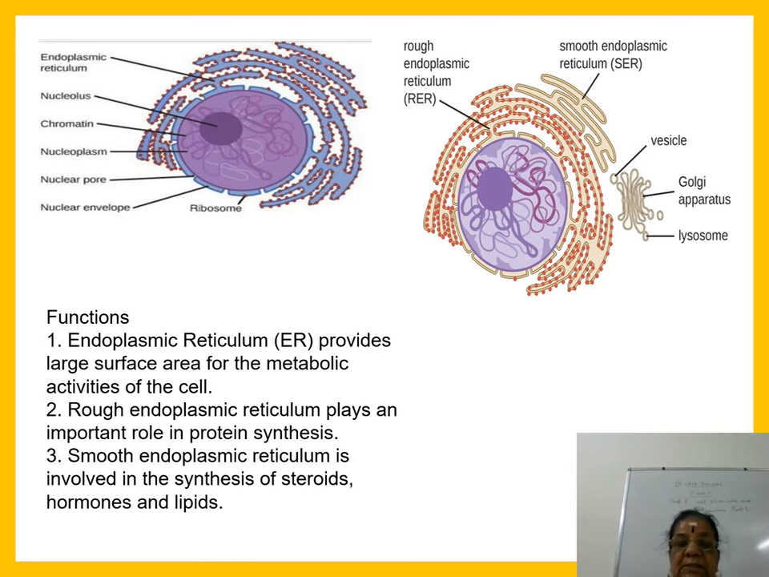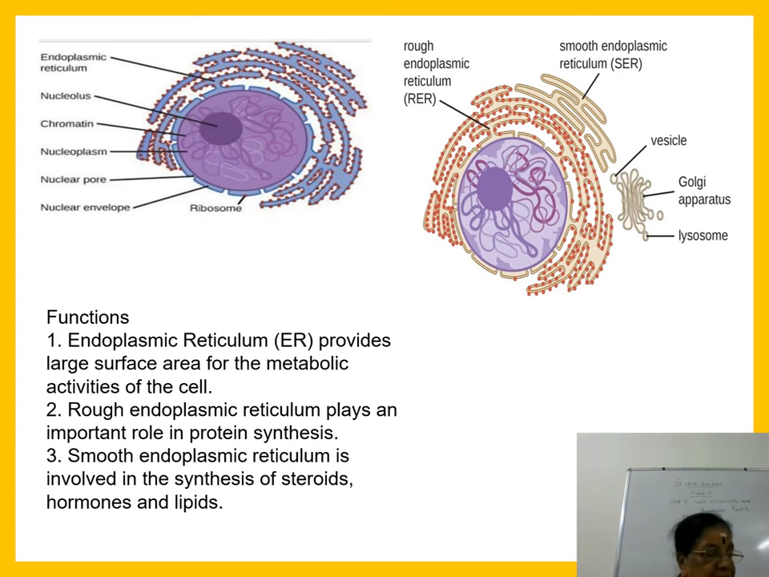So this is for the cell wall details. The next thing you are going to see is the cytoplasm. So first cell wall, cell membrane, and then cytoplasm. Inside it the cell organelles are present. Okay, the jelly-like substance, cytoplasm.